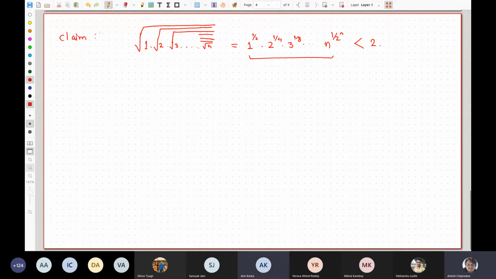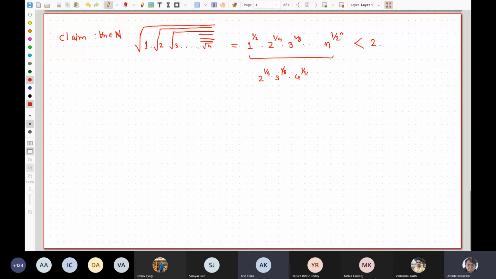Right, so for every n, this claim is wrong. Why? Yes, sir. For n equal to 4, it comes out wrong. Really? N equal to 4. Let's see. So 1 to the half is just 1. Ignore that. 2 to the 1/4 times 3 to the 1/8 times 4 to the 1/16.